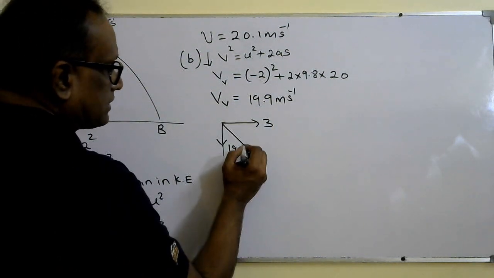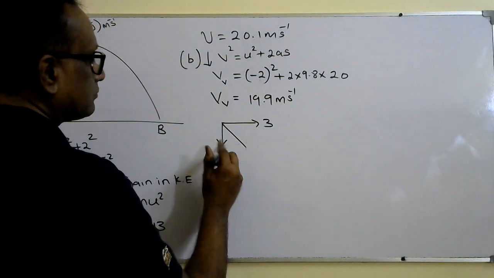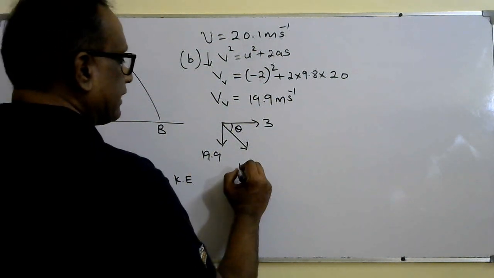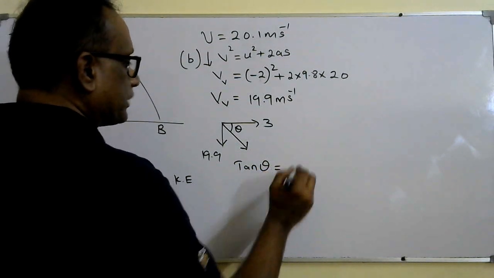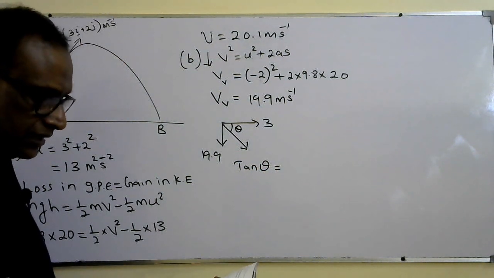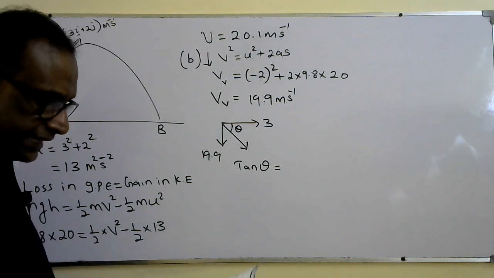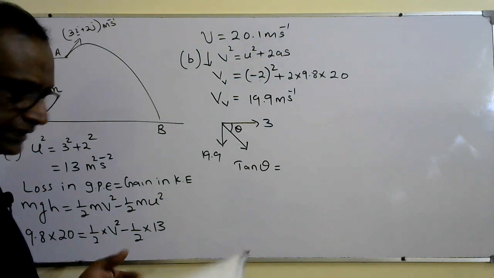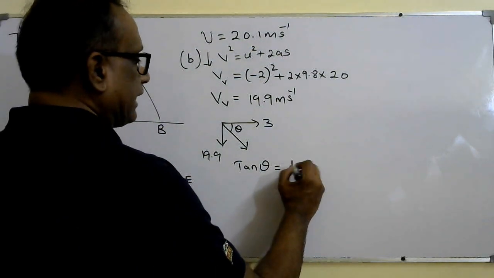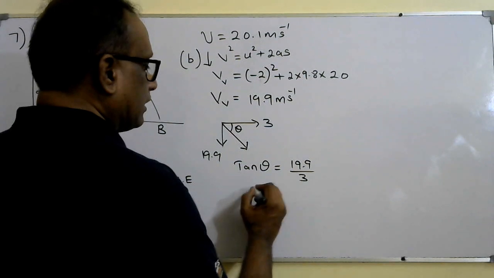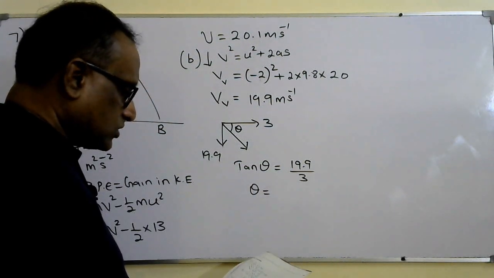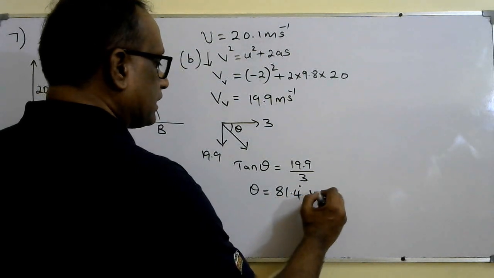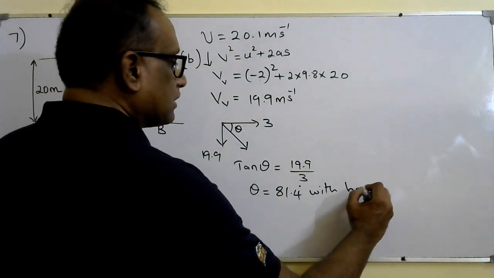So the resultant velocity is somewhere here, at this angle theta. The question asks for the angle of the ball before it hits the ground. They are not telling which angle, so we can find it with the horizontal line. Tan theta is equal to 19.9 over 3. So theta with the horizontal is going to be 81.4 degrees.